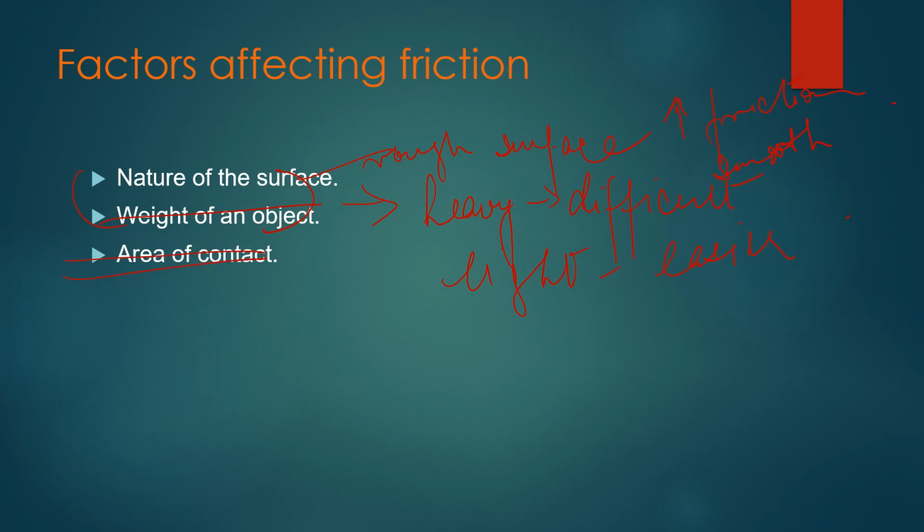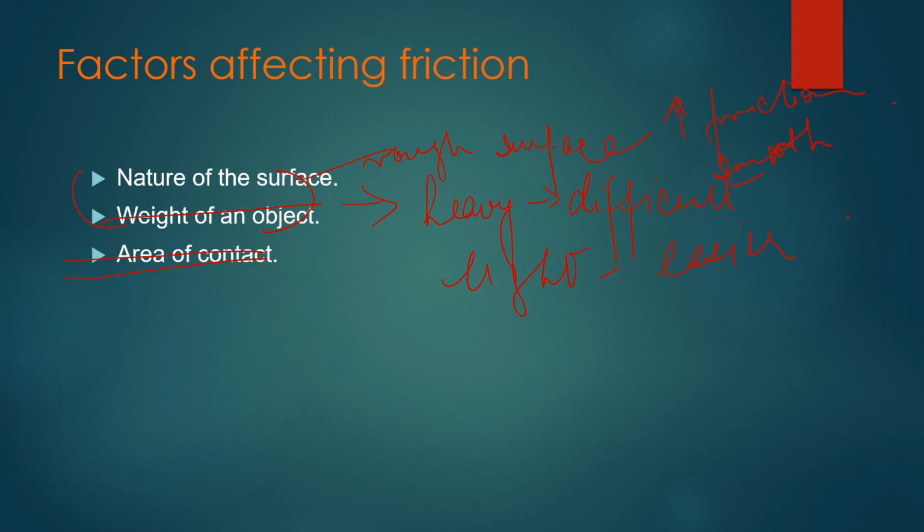Now third comes the area of contact. So we know that however is the area of contact between the two bodies, more the area of contact, more the intensity of interlocking, and then more the friction will be.